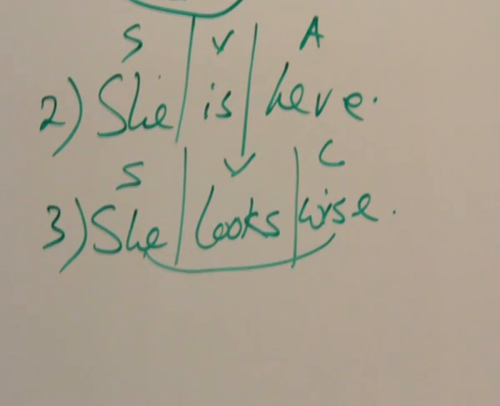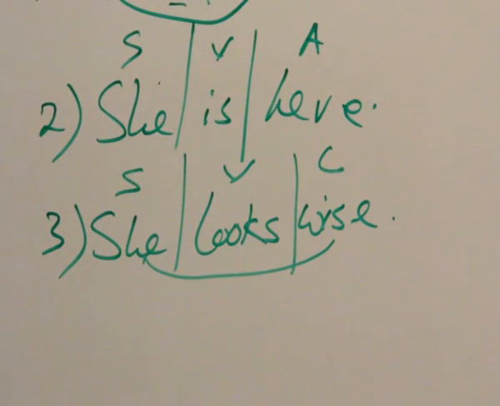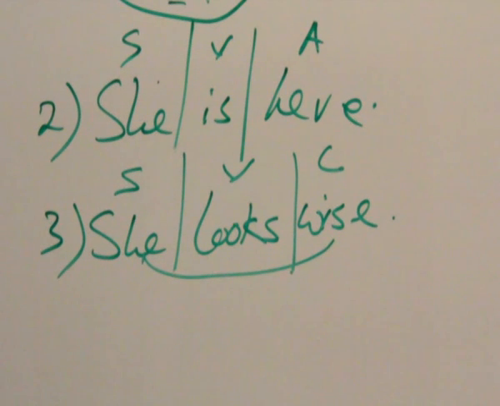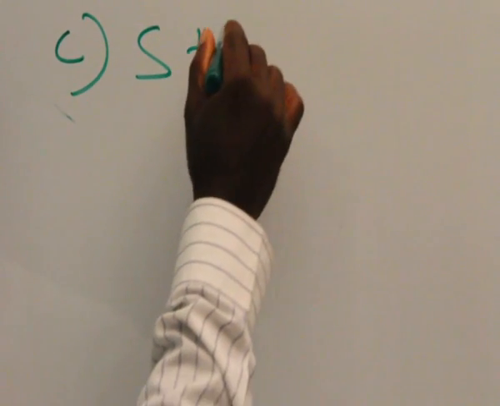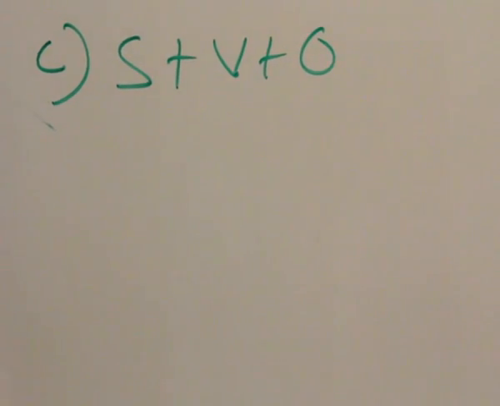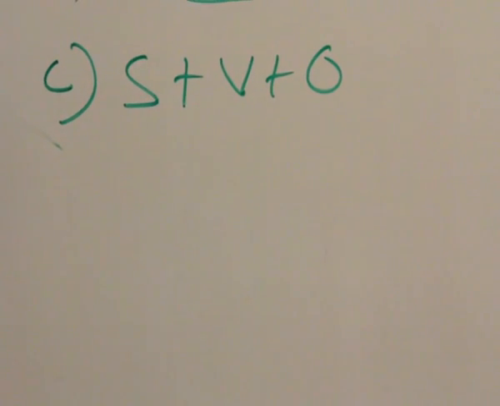Now we want to take an additional element. We have seen the element subject, we have seen the element verb, we have seen the element complement. Now we can also have SVO. That's S plus V plus O, SVO structure. Now let's take an example.